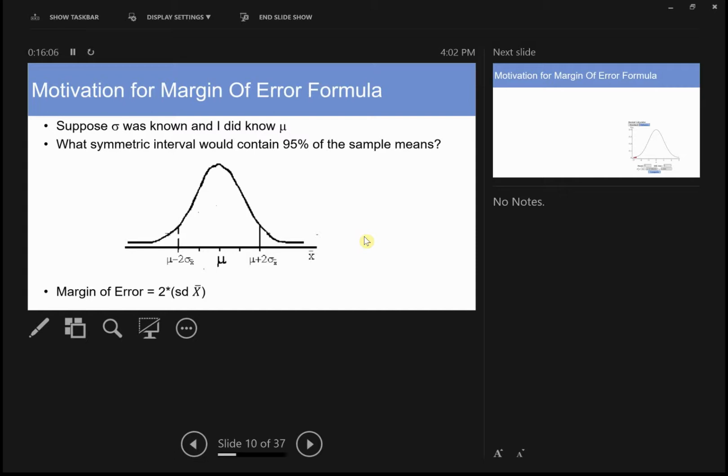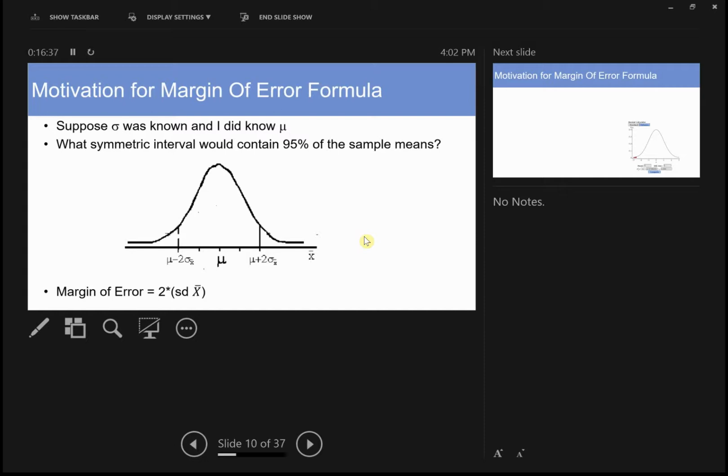That's the logic, right? So if I use a 2 sigma margin of error, 95% of the time that will contain mu. And that's what makes it a 95% confidence interval. Do you want to review that, or does that make sense? If you want to review that, we can go through that again. Everybody's good?